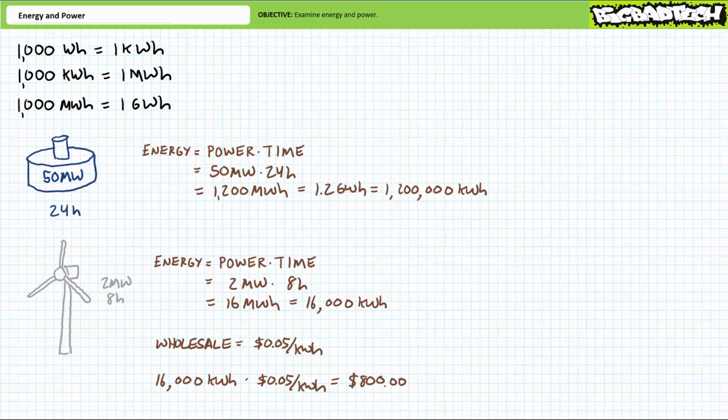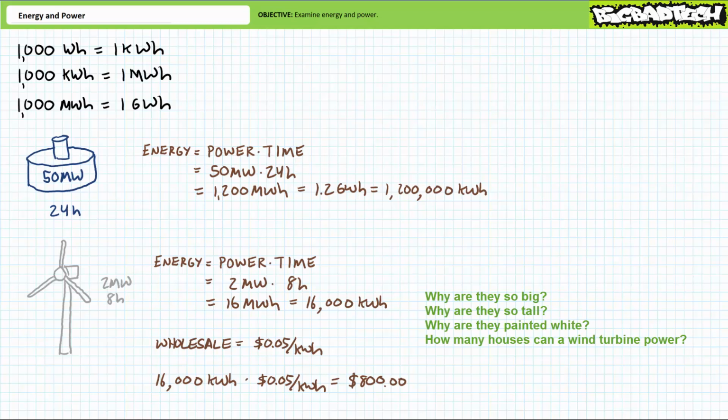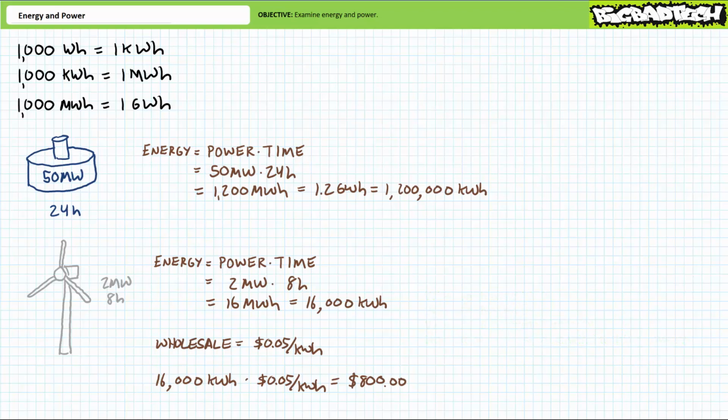Of the questions I'm frequently asked about wind turbines: why are they so big? Why are they so tall? Why are they painted white? How many houses can a turbine power? I think the last one deserves some comment in this particular lecture. The average person walking down the street does not understand the difference between energy and power, and often uses these two concepts interchangeably. You, however, understand the difference.